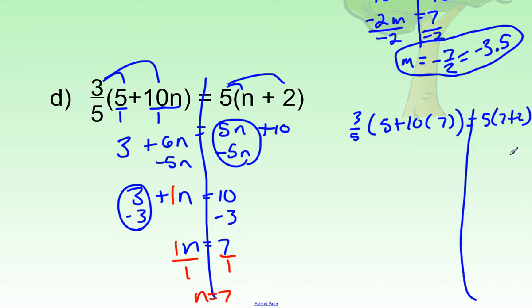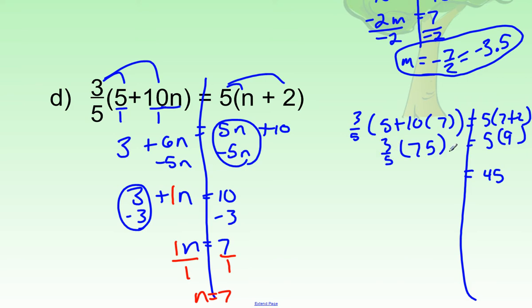I'm going to do the right side first just so it's easier. 7 plus 2 is 9. 9 times 5 is 45. So my hope is that this stuff over here equals 45. Let's see. I'm going to worry about that fraction thing last. I'm going to do the math inside the parentheses, following the order of operations. So 10 times 7 is 70, plus 5 gives me 75.